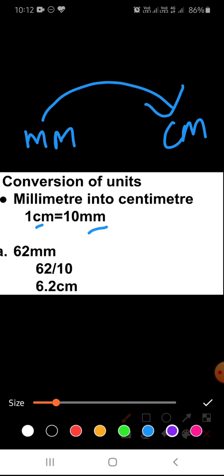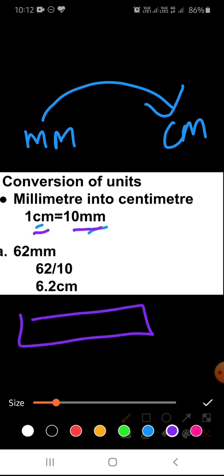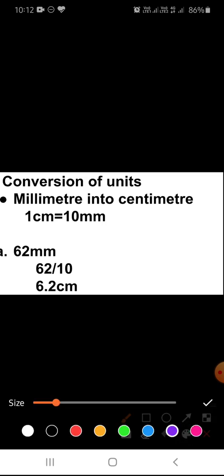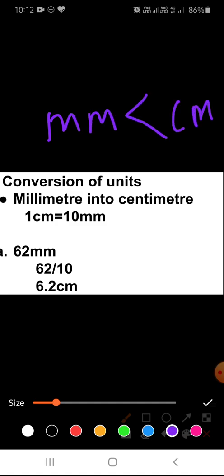Now we all know that 1 centimeter is equal to 10 millimeter. We know because in a scale, between 1 and 2, how many lines are there? 10 lines are there, and these 10 lines are millimeter. So in 1 centimeter there are 10 millimeter. Now we know that millimeter is a smaller unit and centimeter is greater than millimeter.